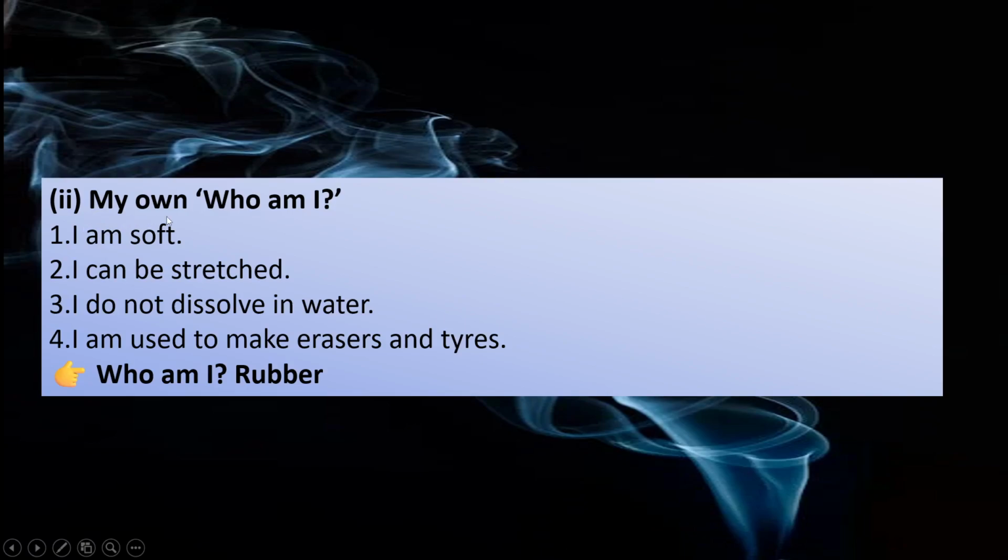Second one, my own, who am I? One, I am soft. Two, I can be stretched. Three, I do not dissolve in water. Four, I am used to make erasers and tires. Who am I? Rubber.